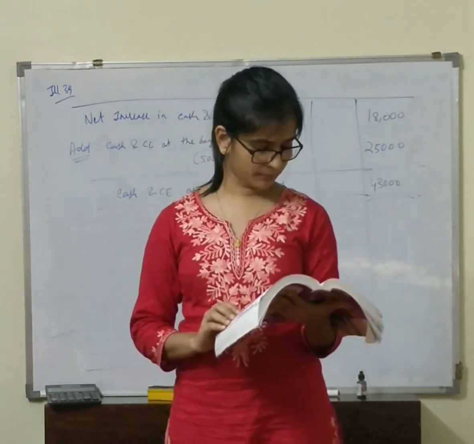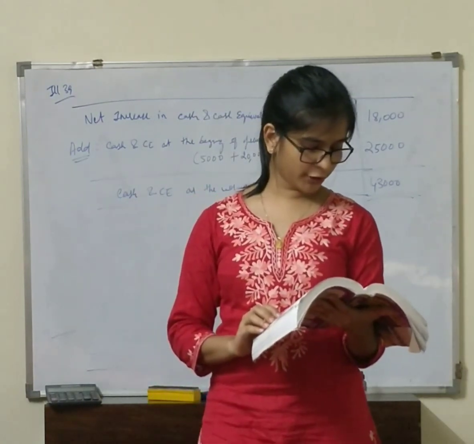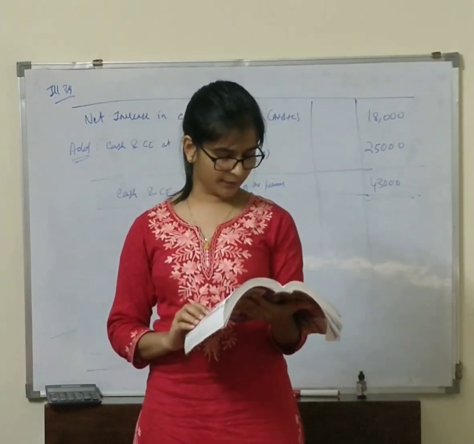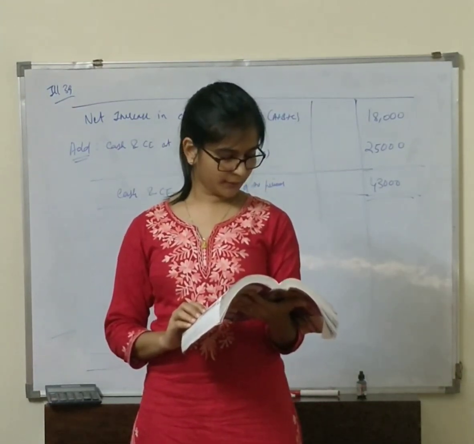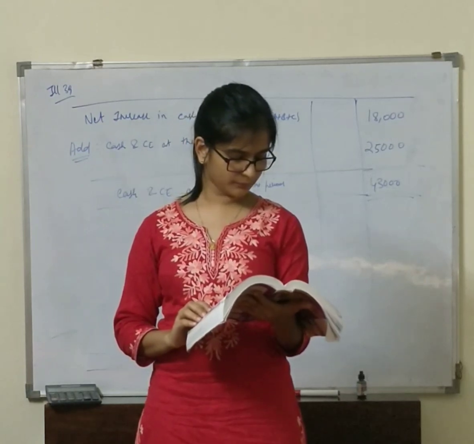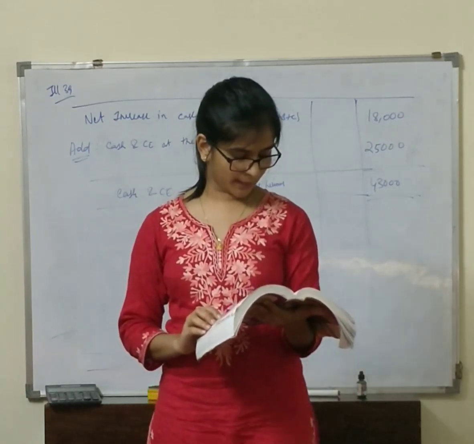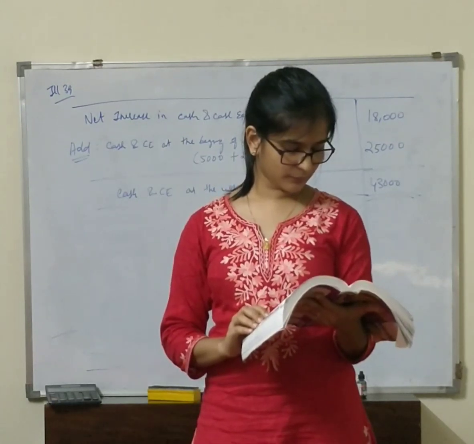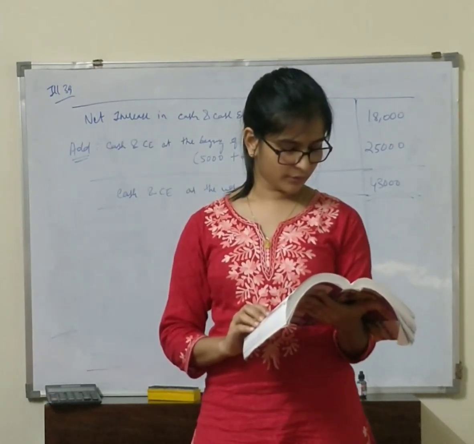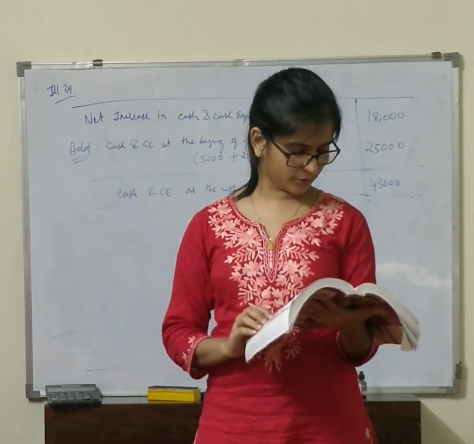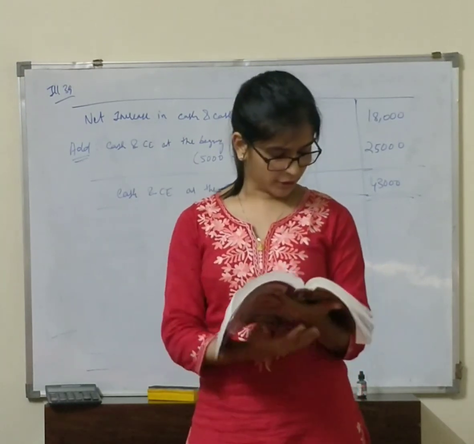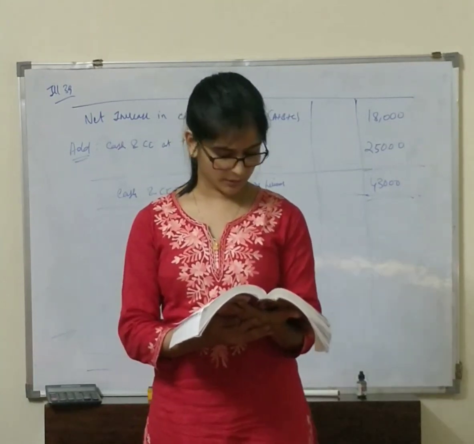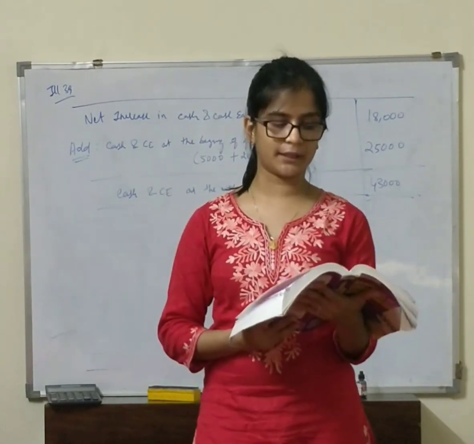Next, under that B, provision for income tax appearing on the liability side of current year's balance sheet will be added back to profits because net profit before taxation is to be shown under the heading cash flow from operating activities.